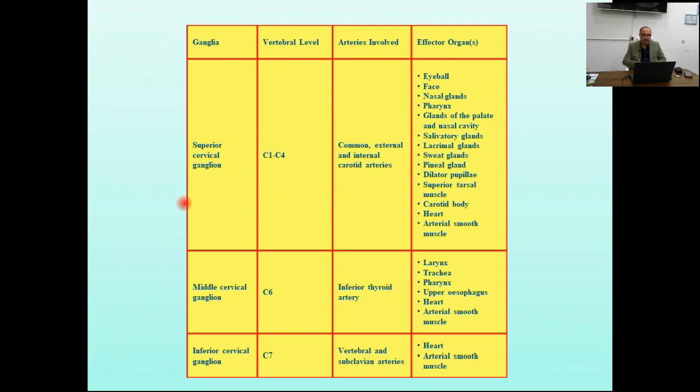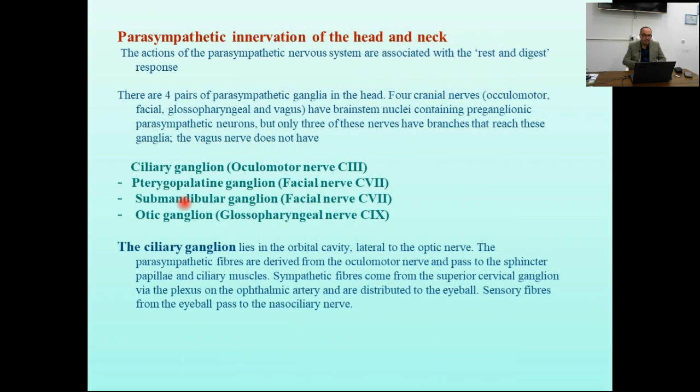This is also, as we said previously, the division of the ganglia into the superior cervical, middle, and inferior cervical ganglia. Next, another component of the autonomic nervous system: we have the parasympathetic innervation of the head and neck. The actions of the parasympathetic nervous system are associated with the rest and digest response.